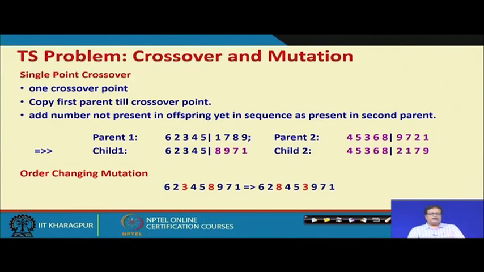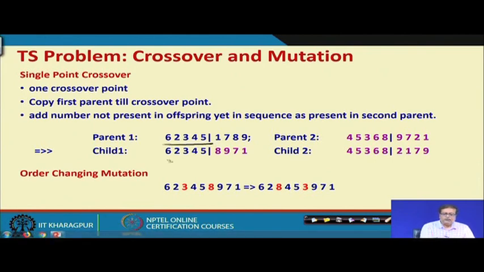Now, what kind of crossover are we going to use here? We should be very careful because we should have each number exactly once. So, we cannot do the usual crossover and mutation as in the examples we have seen in the previous problem. Suppose this is my parent 1 and this is my parent 2. We decide a crossover point, supposing it comes here. Copy the first parent till the crossover point. So, for child 1, this is parent 1.